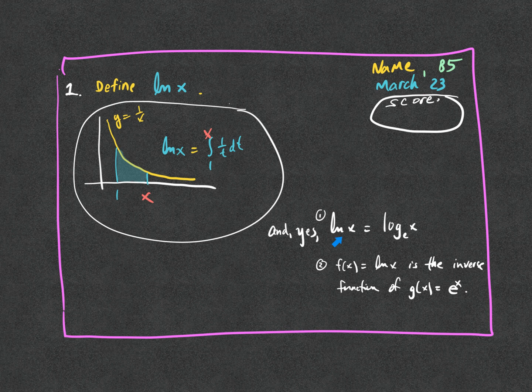And yes, the natural log of x does mean log base e. And yes, that function is the inverse of the exponential function base e. But this was the definition. This definite integral and that area geometrically is the definition of the natural log of x per our reading in section 5.1.